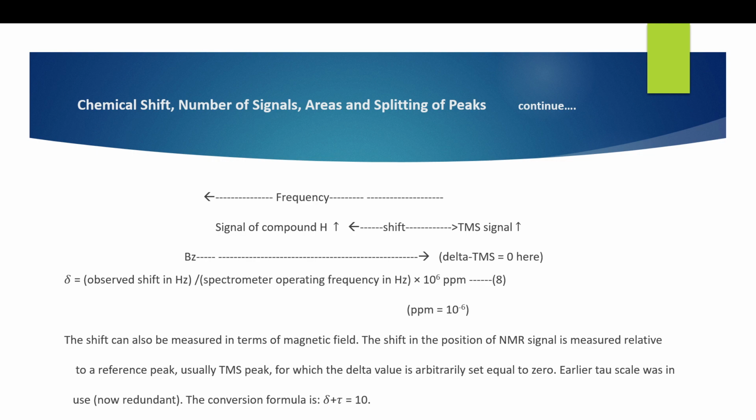Why do we multiply by this 10 to the power 6 factor? Because the values obtained for delta are so small that it is difficult to remember them. By multiplying by 10 to the power 6, they become memorizable. That is why this delta scale is used. In older literature, the tau scale was used, but this has been done away with. Anyway, older book data can be converted to the delta scale by using the formula delta plus tau equal to 10. This simple formula helps us convert tau scale values into delta scale values.